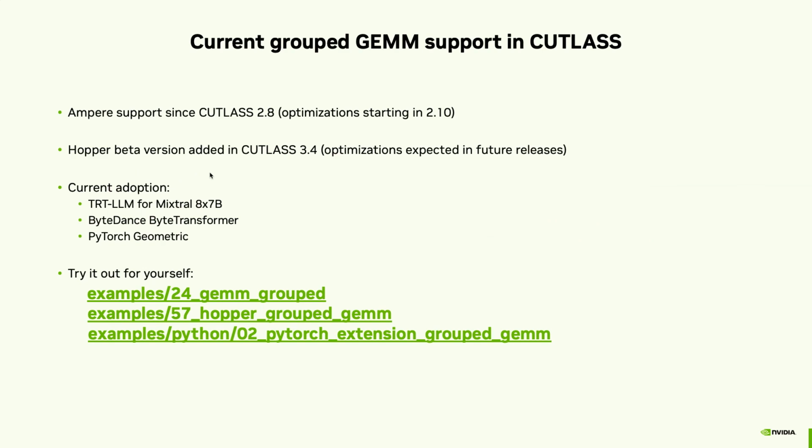Group gem has already seen some current adoption. TRT-LLM uses it for serving the Mixtral 8x7b model. ByteDance has used it for ByteTransformer. And PyTorch Geometric has used group gem for some primitive operations within it. Group gem is available via both the C++ and Python interfaces to CUTLASS, and I encourage you to try it out via the following examples.